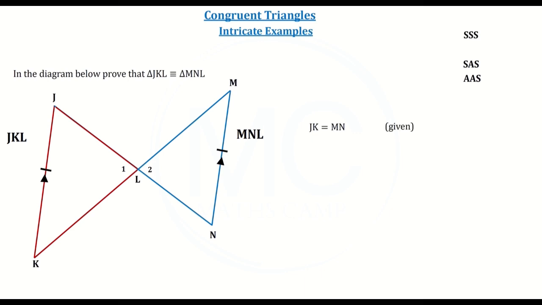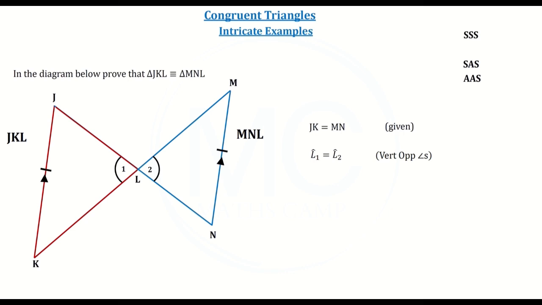Angle L is broken up into 2 sections. L1 lies in triangle JKL and L2 lies in triangle MNL. These are corresponding angles, so let's mark them on our diagram. L1 and L2 lie vertically opposite each other, so they are equal. Now we can make the statement that angle L1 is equal to angle L2 because these are vertically opposite angles.